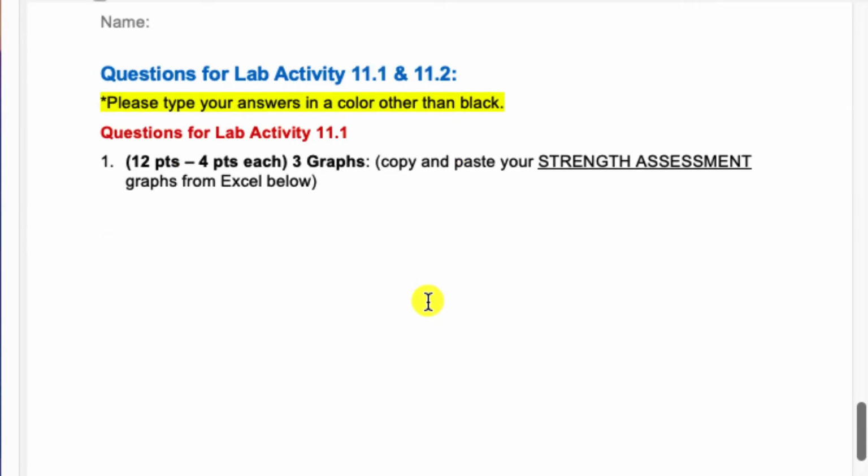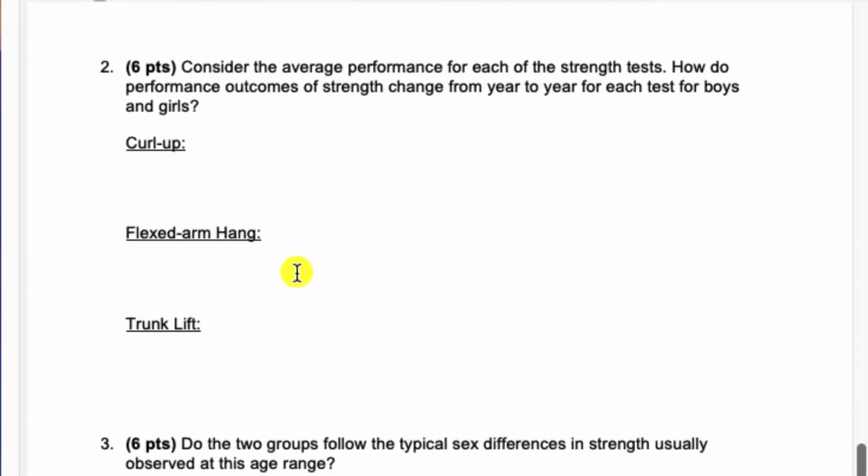For the questions this week, I've got similar questions for both strength and flexibility. Remember that you're using the data you've plotted in your graphs to help with visualizing what the trends are that we have in this particular group of people. So you'll paste your graphs for your strength assessments in this area. And then for question number 2, consider the average performance for each of the 3 strength tests. How do performance outcomes of strength change from year to year for each test for boys and girls?